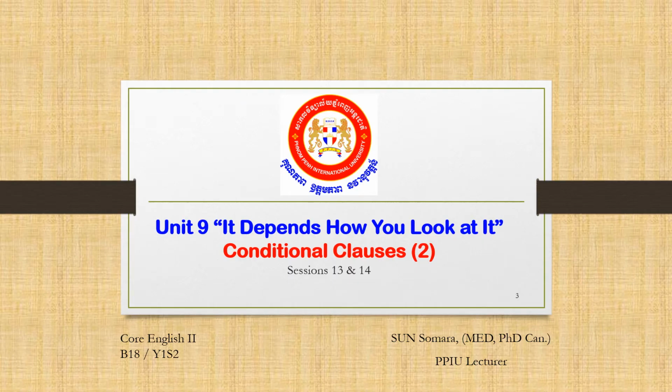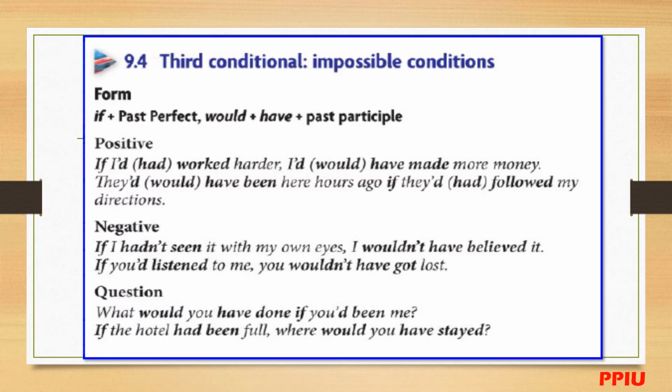Next, right now we're going to talk about the first part of this slide recording, in which we discuss conditional clauses number 2. It just continues from the last session. Since it might be a bit long, I separated the grammar point into two parts. Without further delay, we can move to the third conditional clause, I mean impossible condition, right?